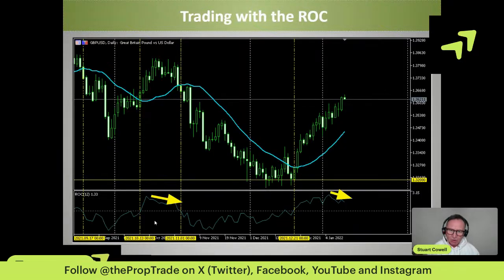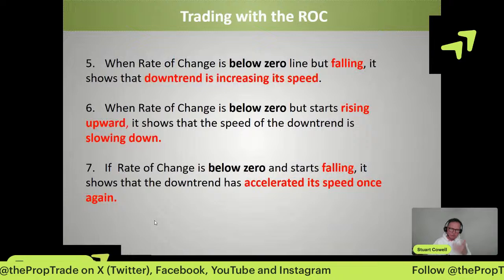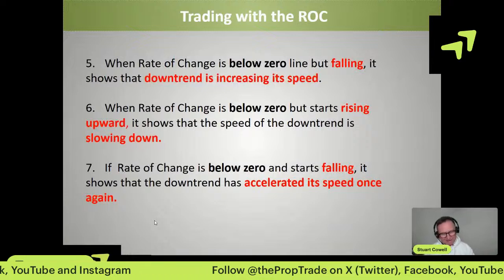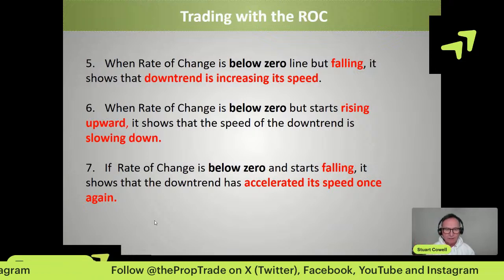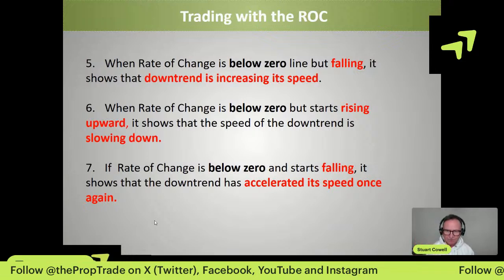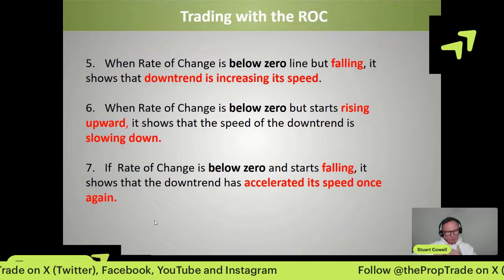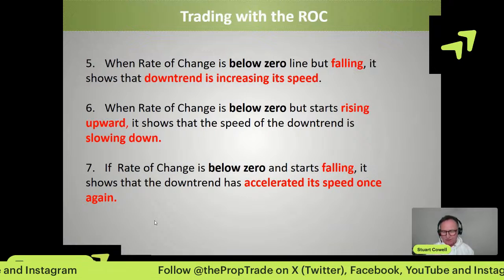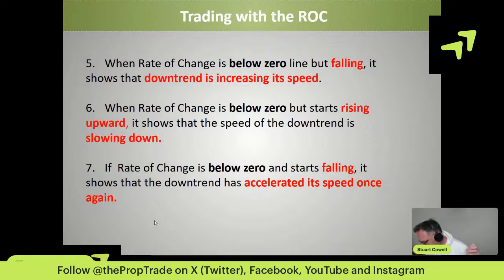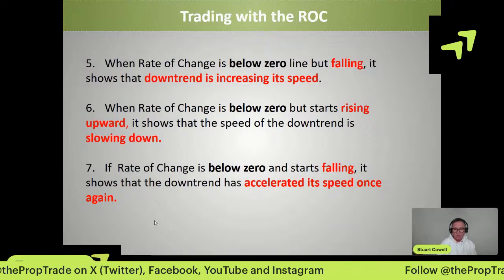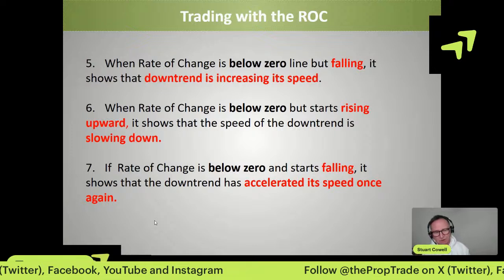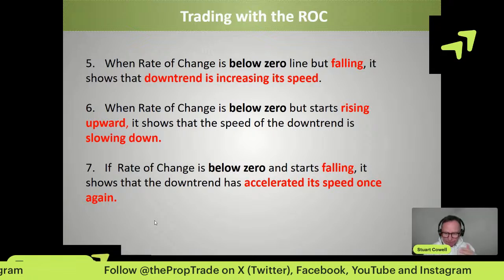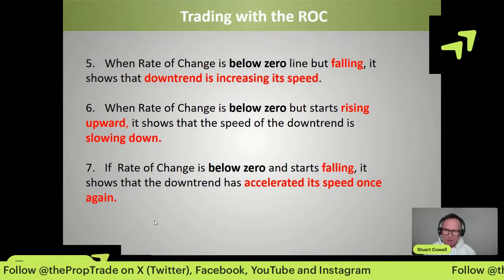So conversely, when we're below zero, as we've just been showing there, the line is falling and the downtrend is increasing its speed, so the potential downside is increasing. But when we're below zero, we flatten out or start to rise, means the rate of change is slowing down. So we might have moved too far too fast. If the rate of change below zero starts falling, so we've had this move up and then down again, it means the speed may be increasing again.